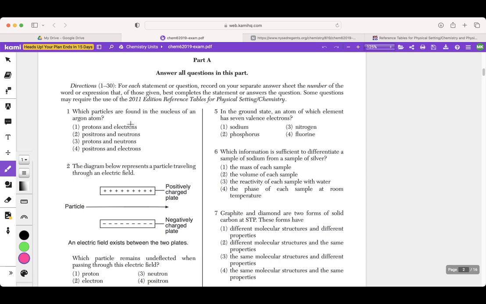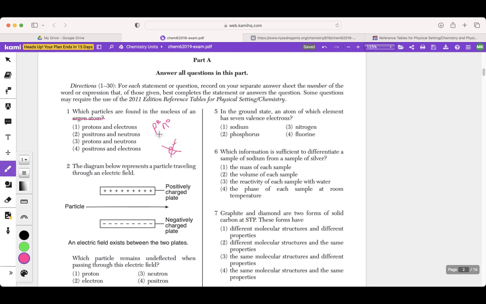Okay, so question 1. Which particles are found in the nucleus of an argon atom? Well, all nuclei are exactly the same, in which they have the same subatomic particles. So we can just ignore where it says argon atom. It's not really applicable. In the nucleus we would see protons and neutrons, but we are not going to see electrons. Those are going to be orbiting on the outside.